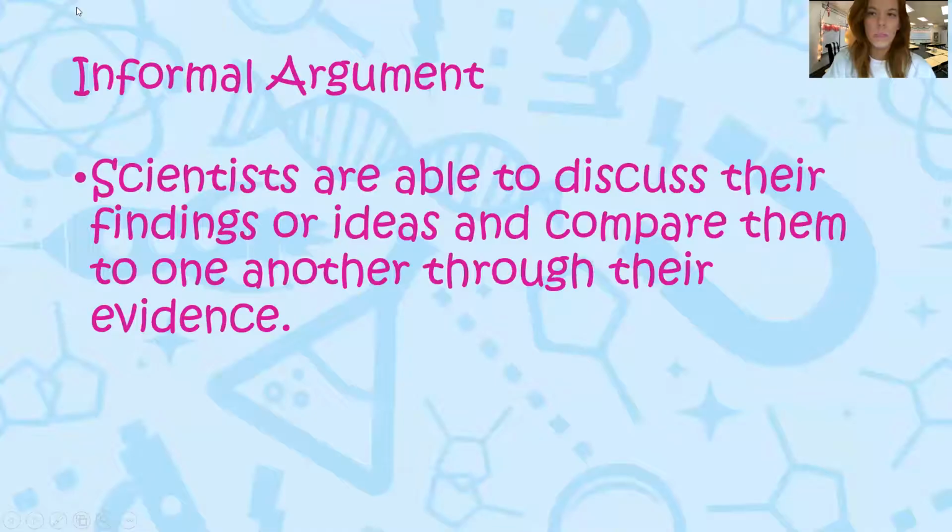A scientific argument is not a disagreement, but more of an explanation and reasoning to back up evidence. Practice 7 allows scientists to evaluate their work and the work of other scientists. There are two different types of arguments, informal and formal. Let's look at informal argument first.